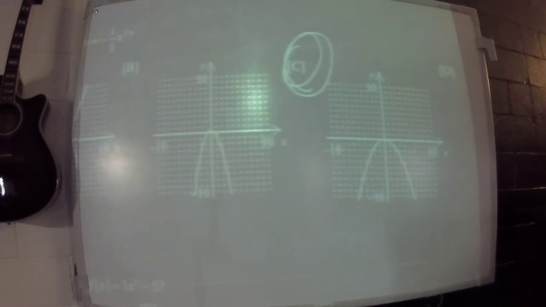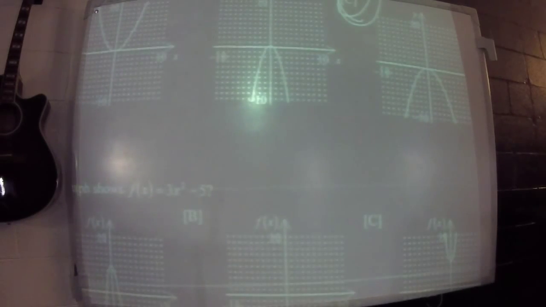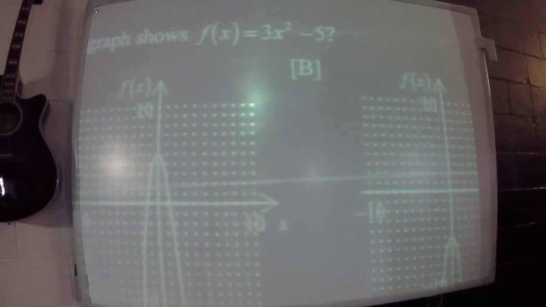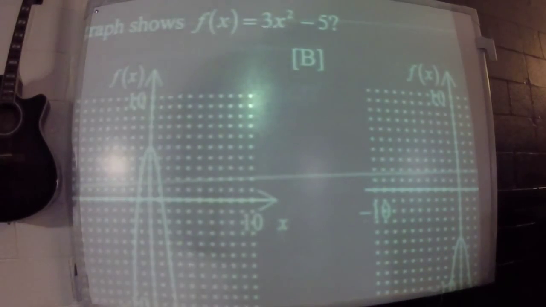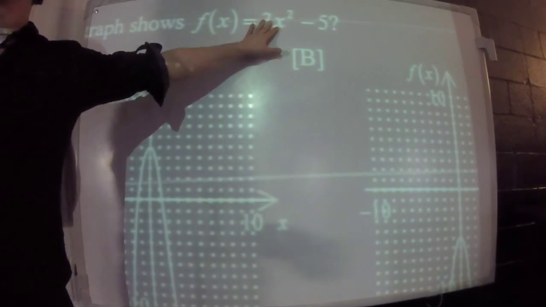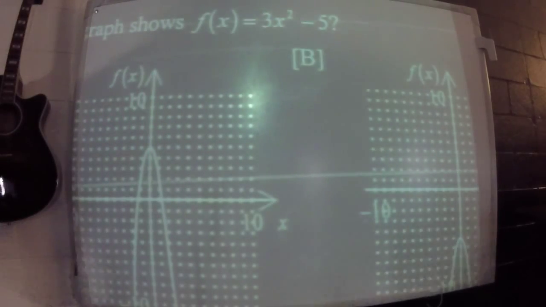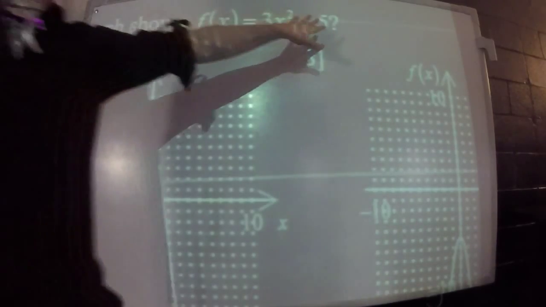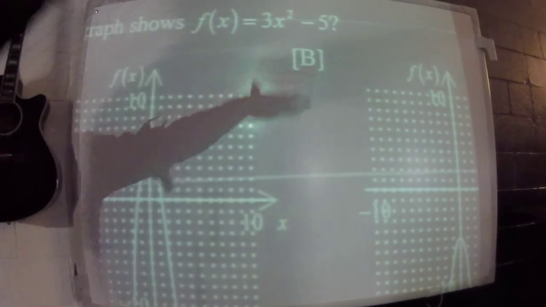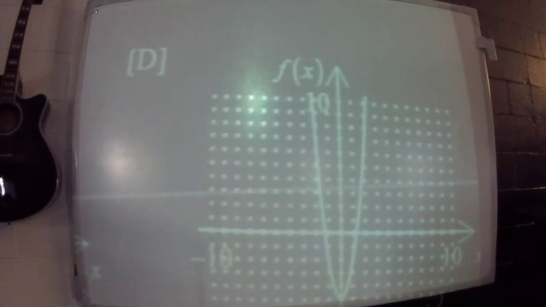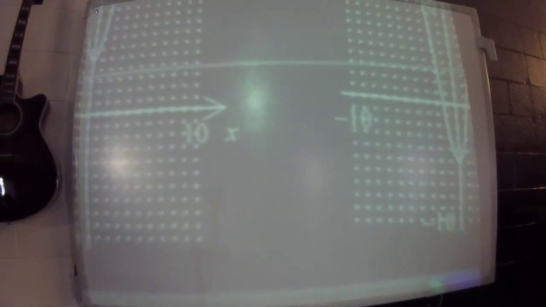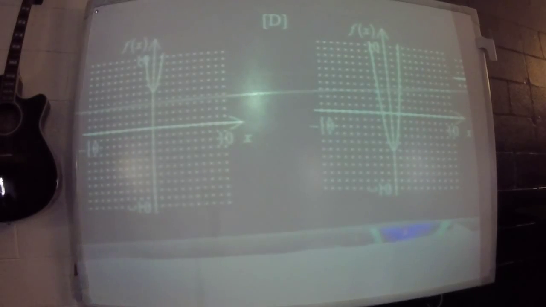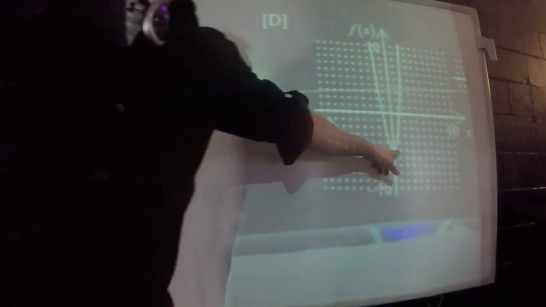All right, here's the part where I want to see, before you even graph it, what you think about this one. It's got 3x squared, so what does that mean for opening up or down? It's going to open up, as in answer C and D. What do you think this -5 is going to do? It's going to cross the -5. So look at your two options. It's D. Between C and D, that crosses at +5, that crosses at -5.